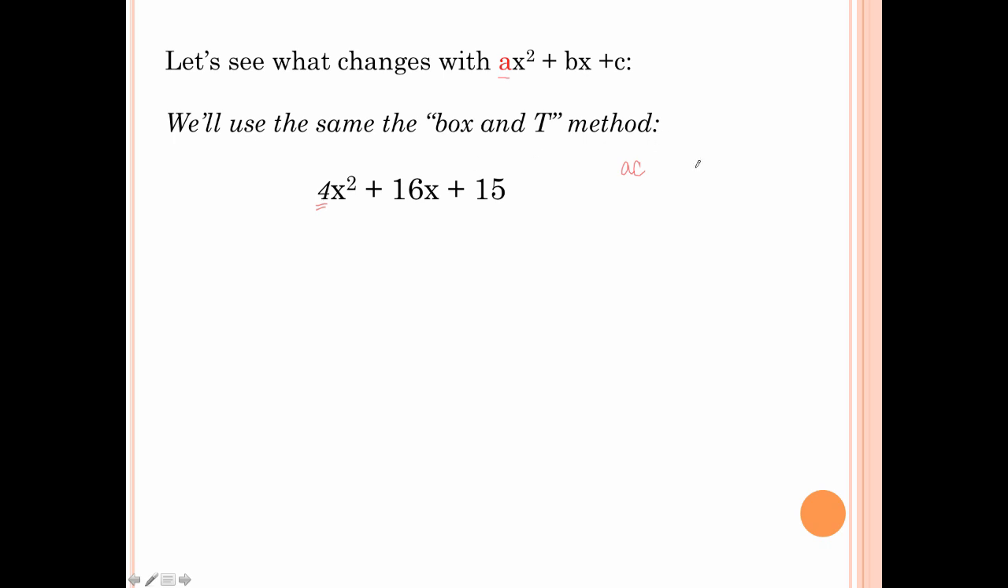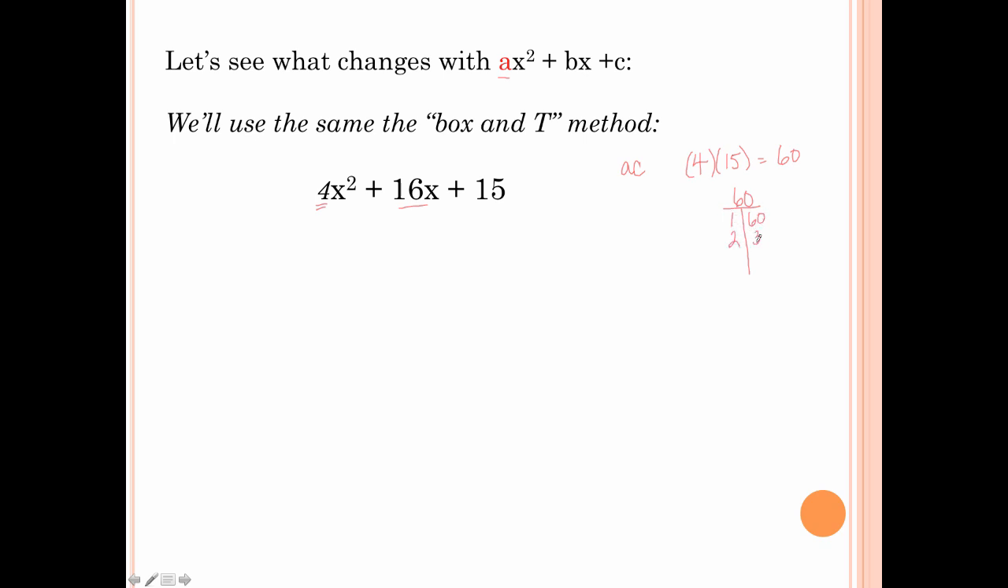So my a of 4 times my c value of 15 is 60. So I'm going to set up a little t-chart to find my factors of 60. So I've got 1 and 60. By the way, I'm looking for values that will multiply to get 60, but I need these two factors to add to get me 16. So 1 and 60 isn't going to do it.